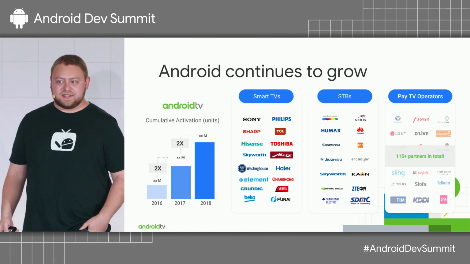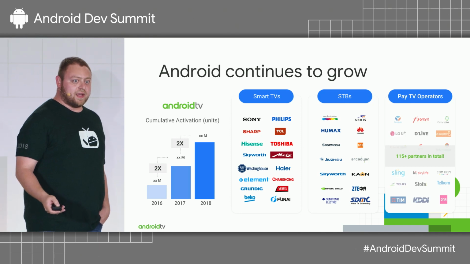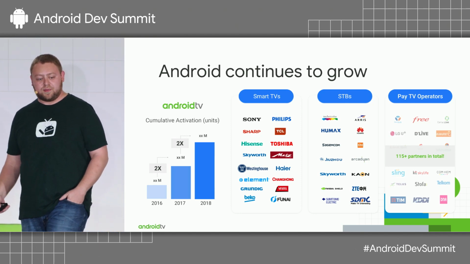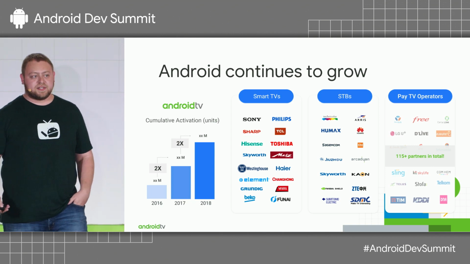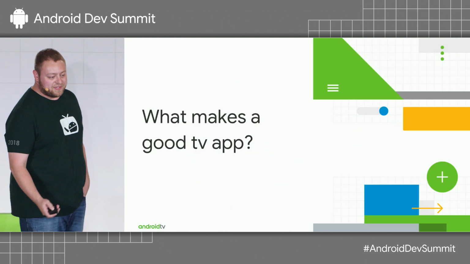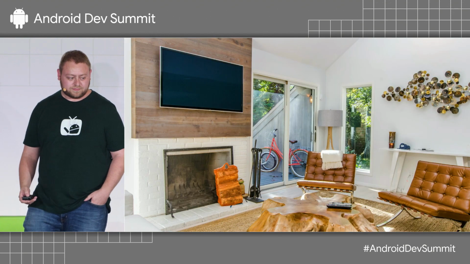Before we dig into details, let's talk about the ecosystem. We continue to see 2 times year-over-year growth. We're investing more in smart TVs, set-top boxes, and pay TV operators. The ecosystem's been pretty strong. But we're all developers, so let's get into how you can make a good TV app.